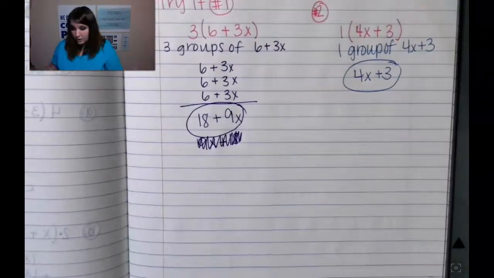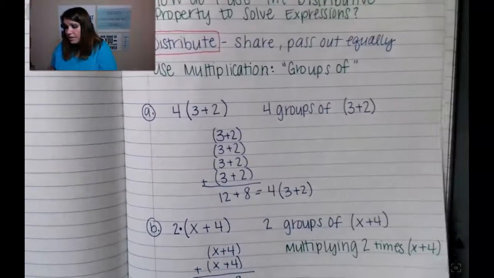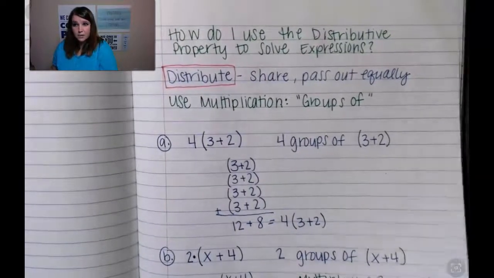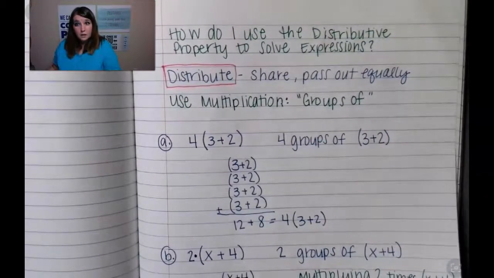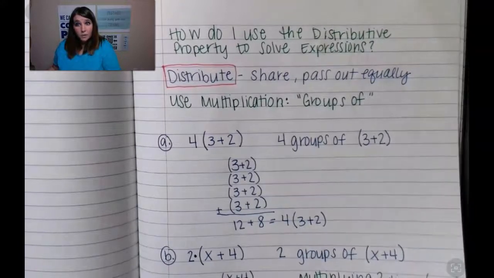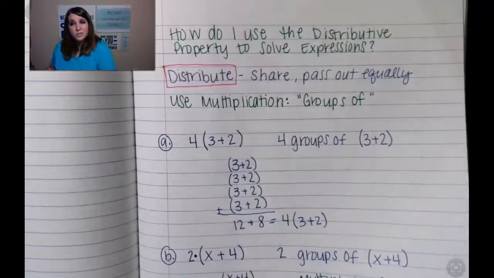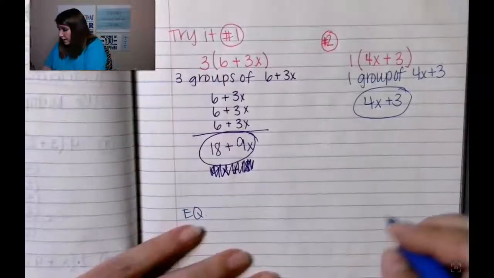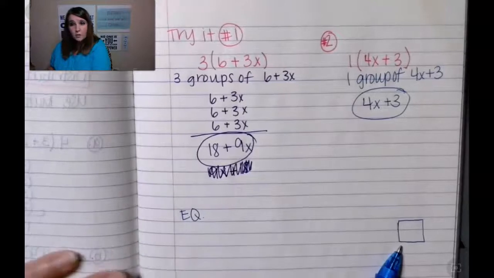Okay. Now, I want you to answer your essential question. Your essential question was, how do I use the distributive property to solve expressions? Well, in this method, what did we do? What does distribute mean? What does distributive mean? How did we solve? Okay. And go ahead and put your box out to the side. Tell me, where are you at?